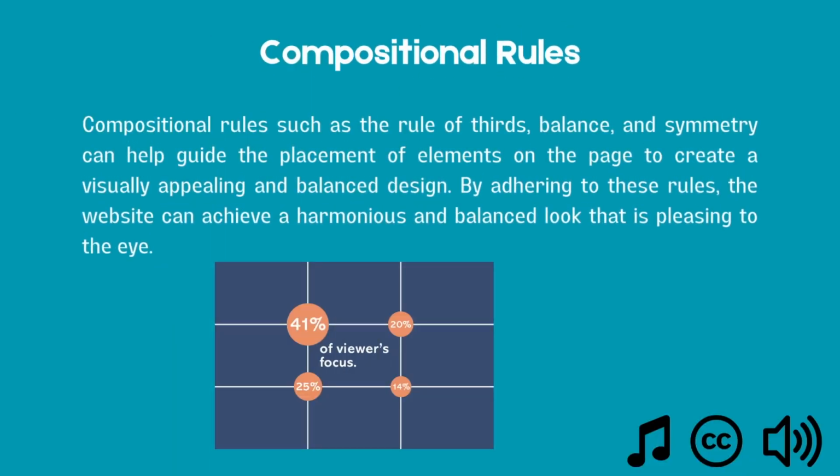Compositional rules. Compositional rules, such as the rule of thirds, balance, and symmetry, can help guide the placement of elements on the page to create a visually appealing and balanced design. By adhering to these rules, the website can achieve a harmonious and balanced look that is pleasing to the eye.